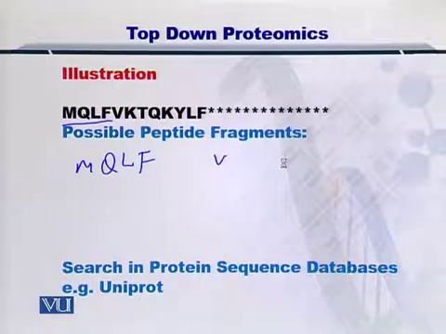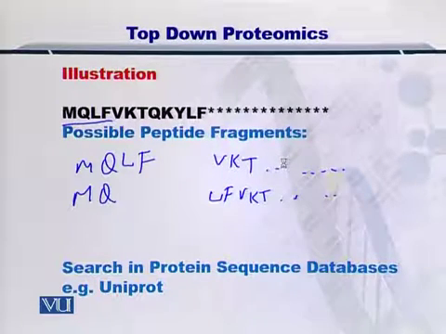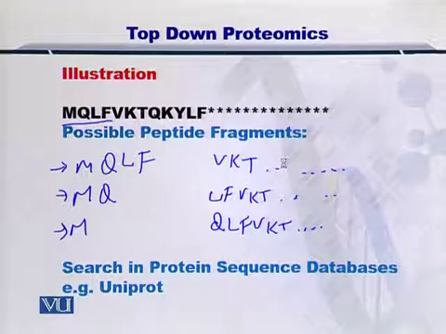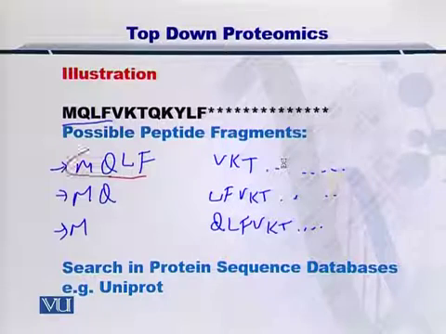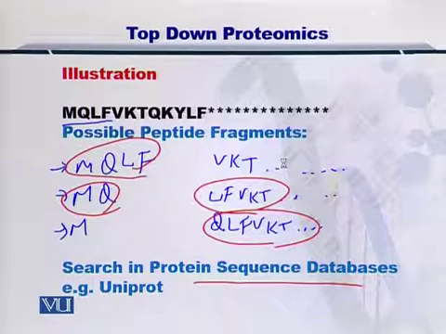Now, once you have obtained all the possible fragments, which in this case would be MQ, LF, and on the other side VK, T, and so on and so forth, or MQ and on the other side, you can have LF, VKT, and so on. Or you can have M, Q, LF, VKT, and so on. So it is possible that you can have any fragment resulting from the fragmentation process that are given here or otherwise. So once you have the mass for each of these fragments from the mass spectrometer, then you can search the protein sequence databases and try to match these fragments from the database.